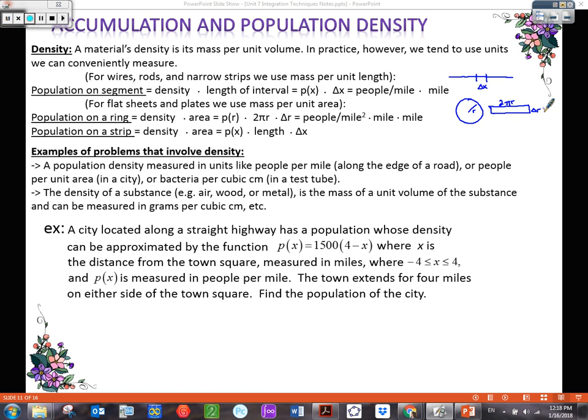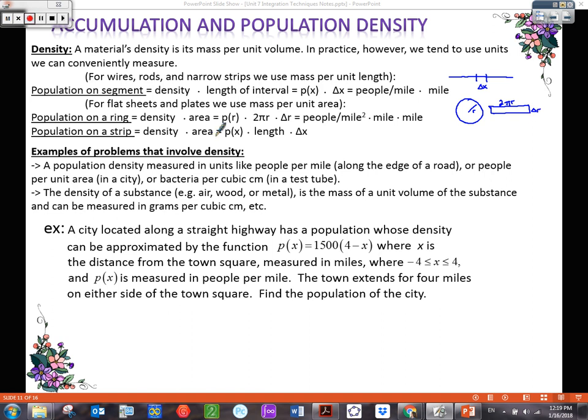So our formula isn't simply the integral of density dx. In this case, if the population is on a ring or circular area, it's the density formula, whatever that happens to be, times the area. So here's our density formula. Our area is going to be our length times our width. Length would be the 2 pi r, and the width would be delta r, which is just dr.